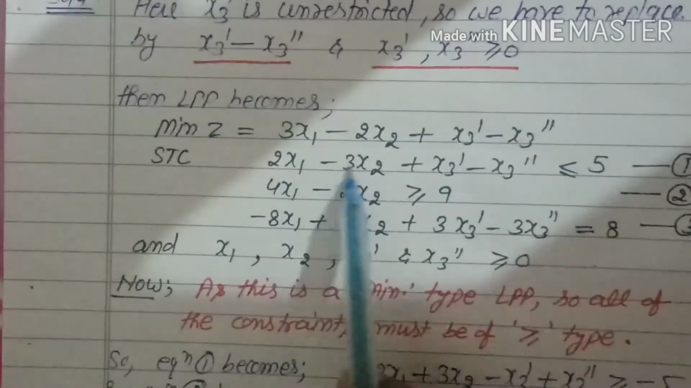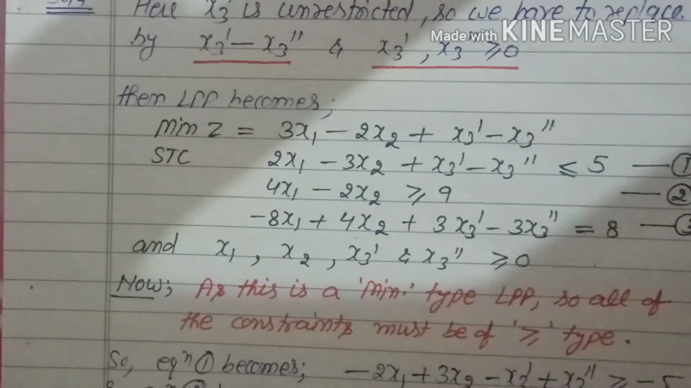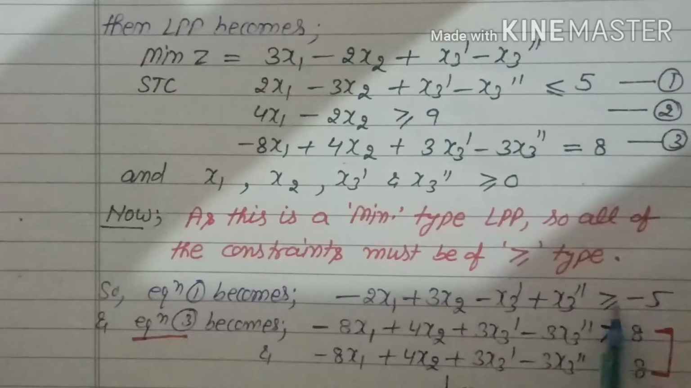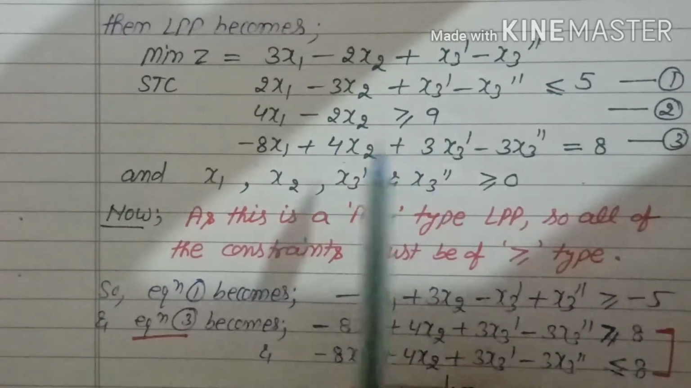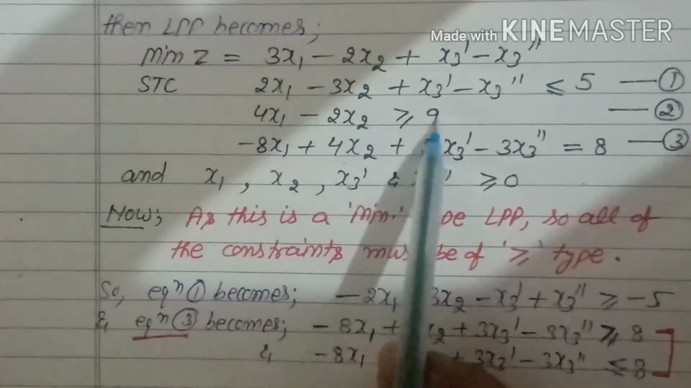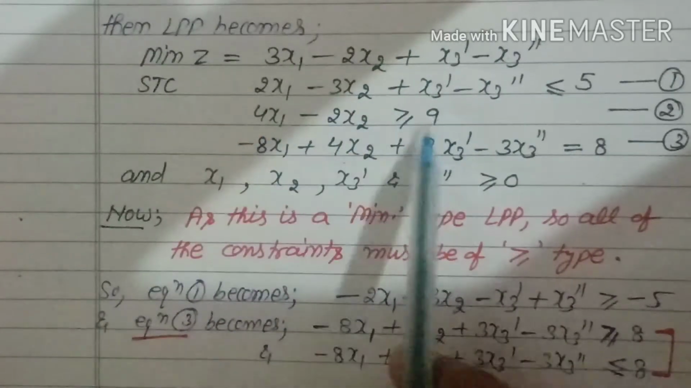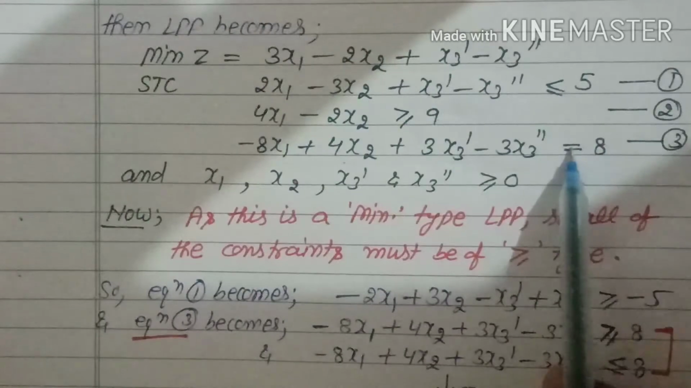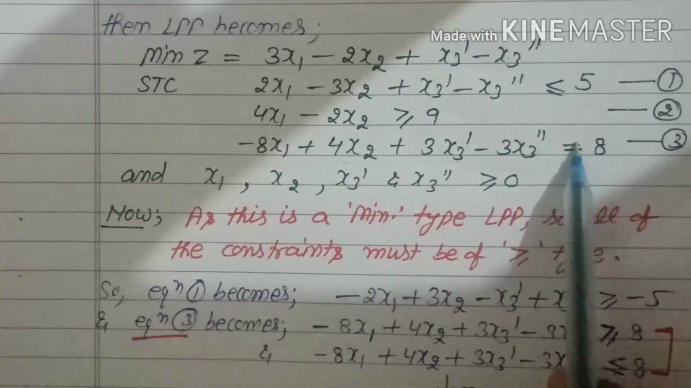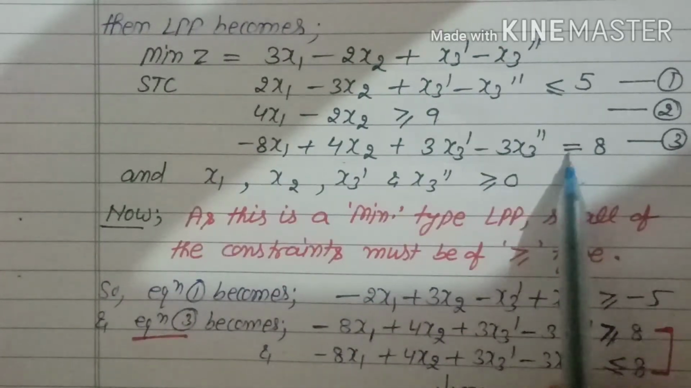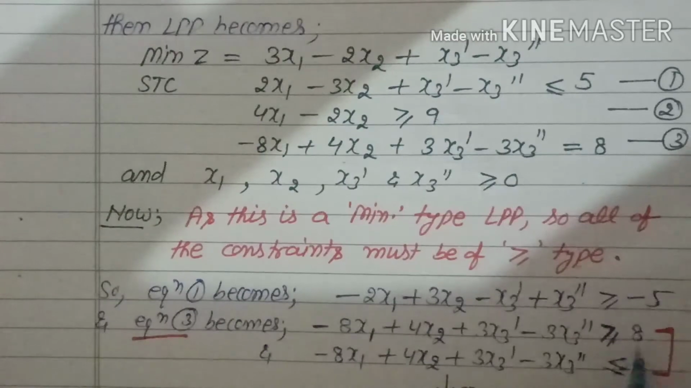If you multiply this equation by minus 1, the new equation will be minus 2x1 plus 3x2 minus x3 dash plus x3 double dash greater than or equal to minus 5. Again you will see that the second equation is as per the requirement of the objective function, so there will be no change in this equation. But the third equation is of equality type, so we have to change it as per the requirement of the objective function. For doing that, we have to write this equation in two forms.